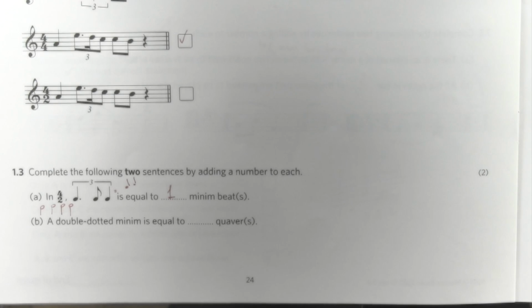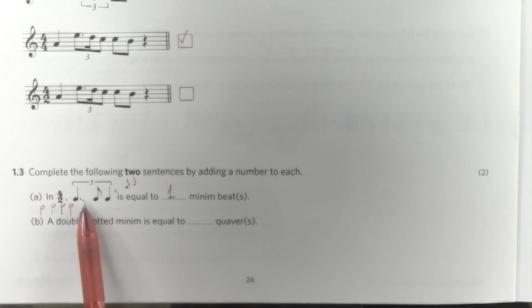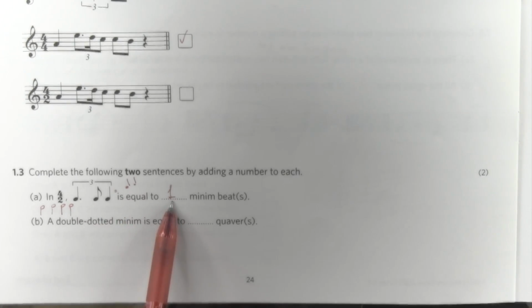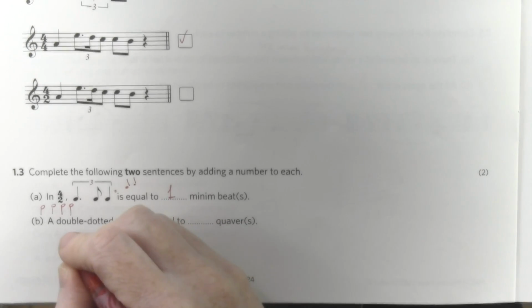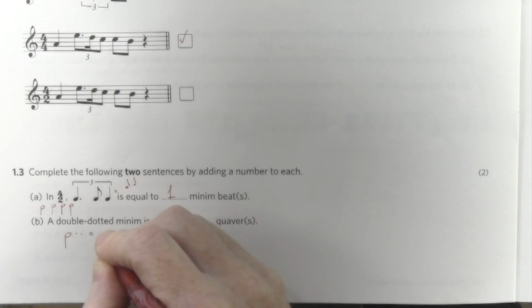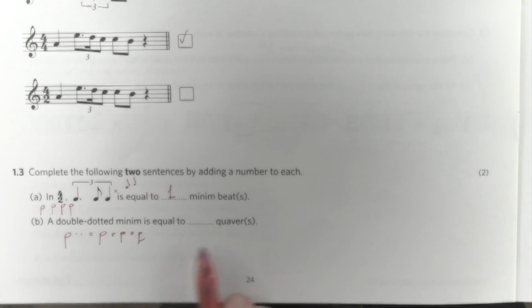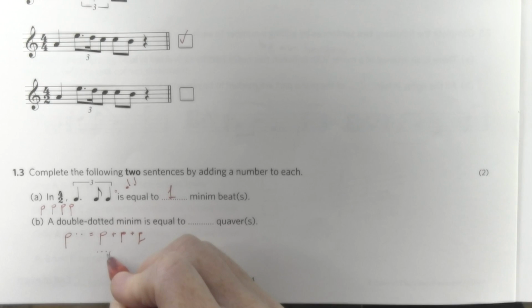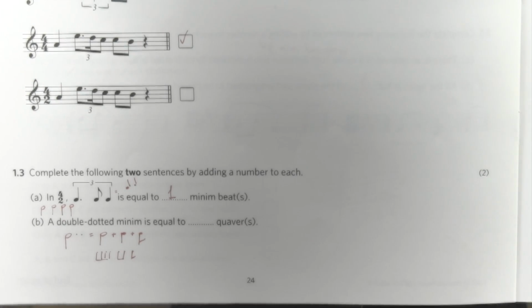As simple as that. Spend 15 minutes with all the fractions, 1/4 plus 1/8 plus 1/8. I did it musically. 3 in the space of 2 equals 1 minim. A double dotted minim is equal to a number of quavers. So double dot on the minim means a minim plus a crotchet plus a quaver. A minim is 4 quavers. A crotchet is 2 quavers and another quaver. I think the answer is 7.